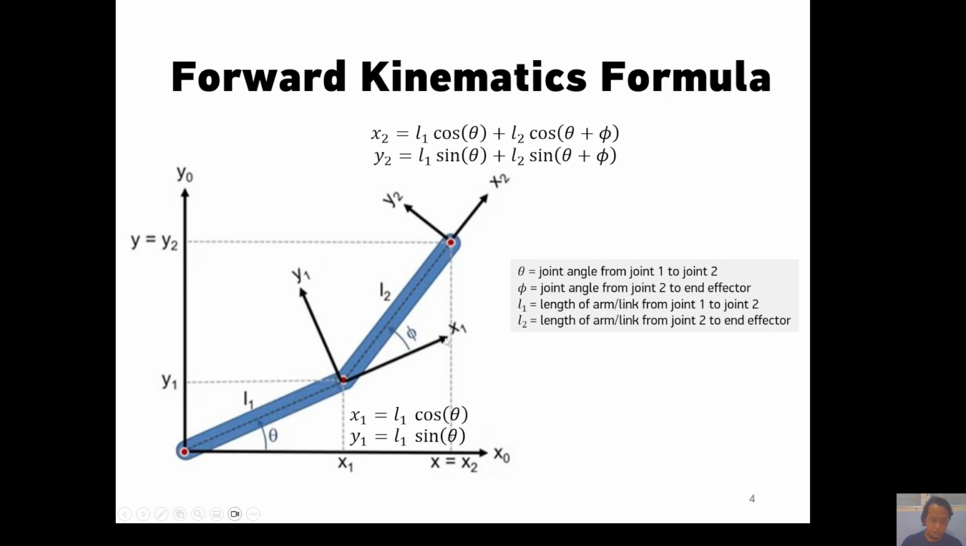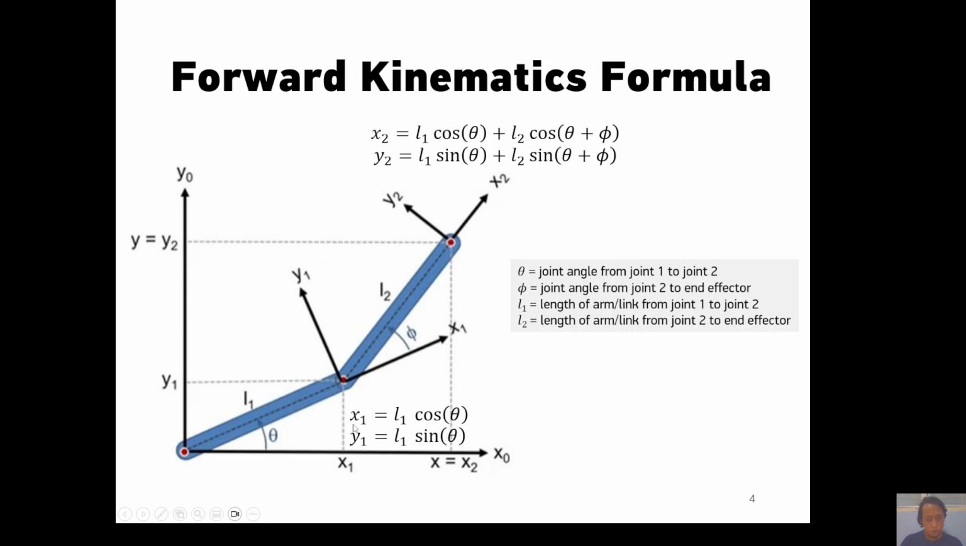So this link 1 right now becomes the x1 reference, and from x1 we measure the angle of L2. So basically, when we want to measure the angle from L2 to the reference of X, we need to add theta to phi like that.